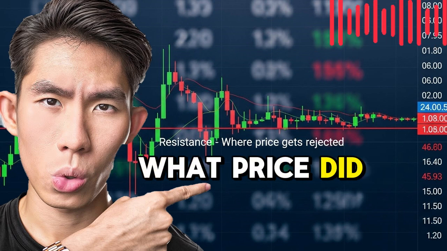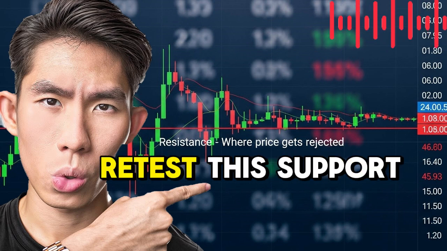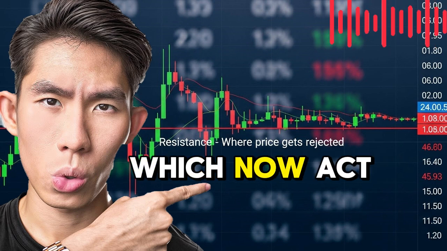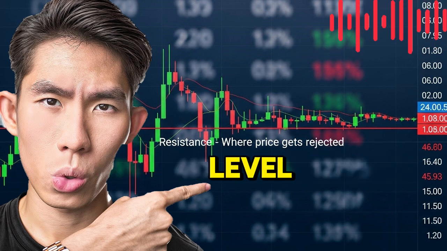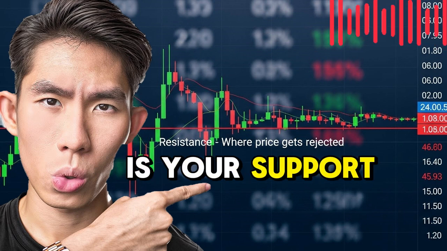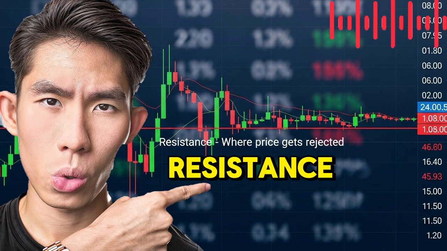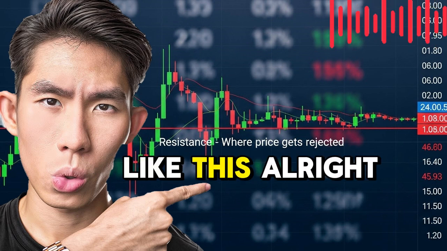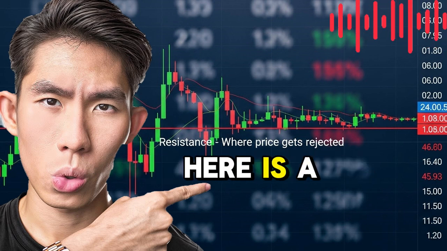and look at what price did. It came back up here to retest this support level, which now acts as your resistance level. And guys, I want you to know that this entire area here is your support area. Alright, remember, support and resistance are not just one line like this. Alright, this entire area here is a support area.